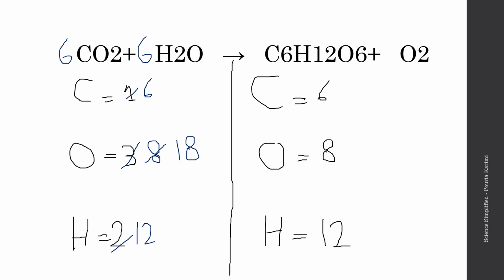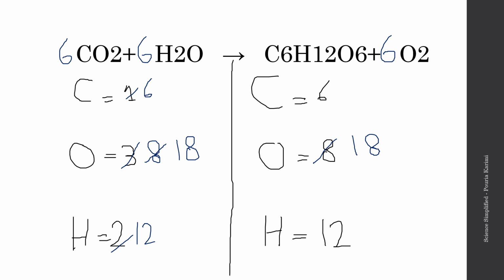What can we do? What plus 6 gives us 18? It's 12 plus 6 that gives us 18. So we just have to divide 12 by 2. We have to put a 6 here, because 6 times 2 is 12, and 12 plus 6 is 18. We get an 18 here. Now everything looks good. We have 6 carbon, 18 oxygen, and 12 hydrogen.